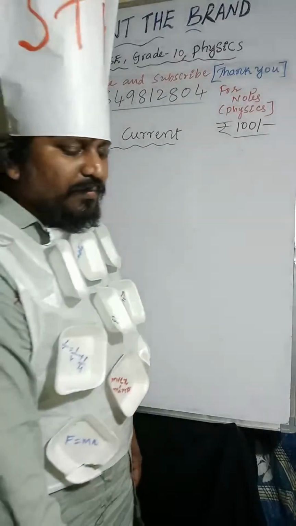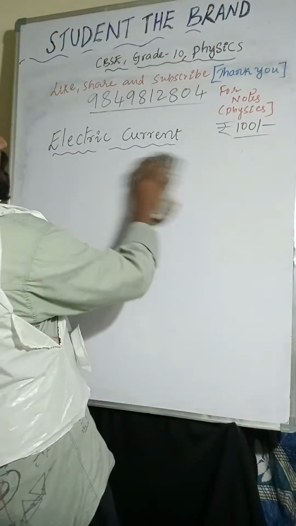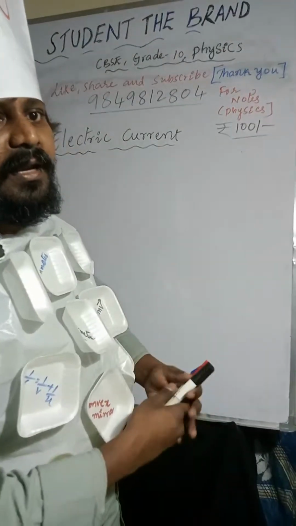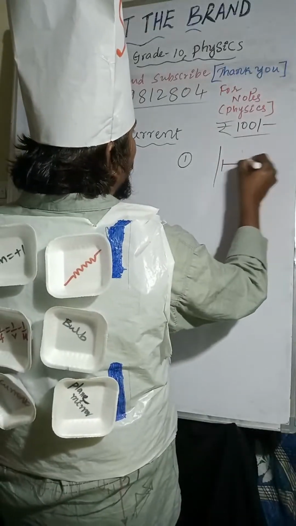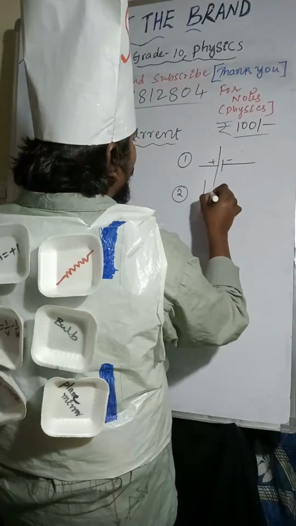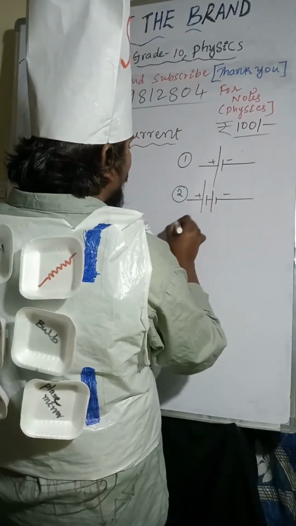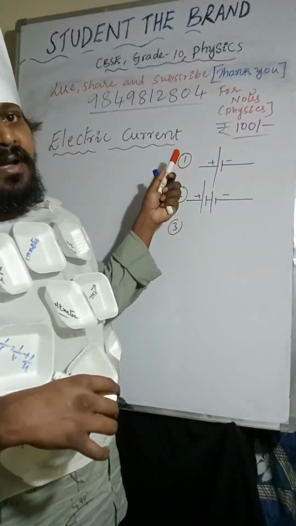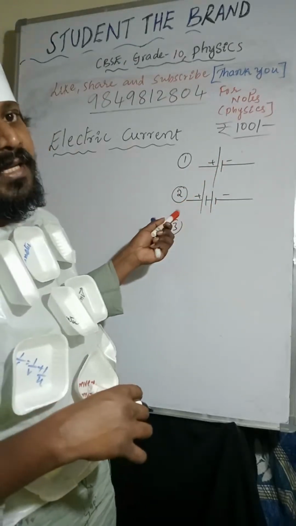Now we will discuss electrical elements. You can see, the first one is a cell. It has a positive terminal and a negative terminal. The second one is a battery. A single one with a positive and negative terminal is a cell. If a number of cells are connected, then we can say battery.